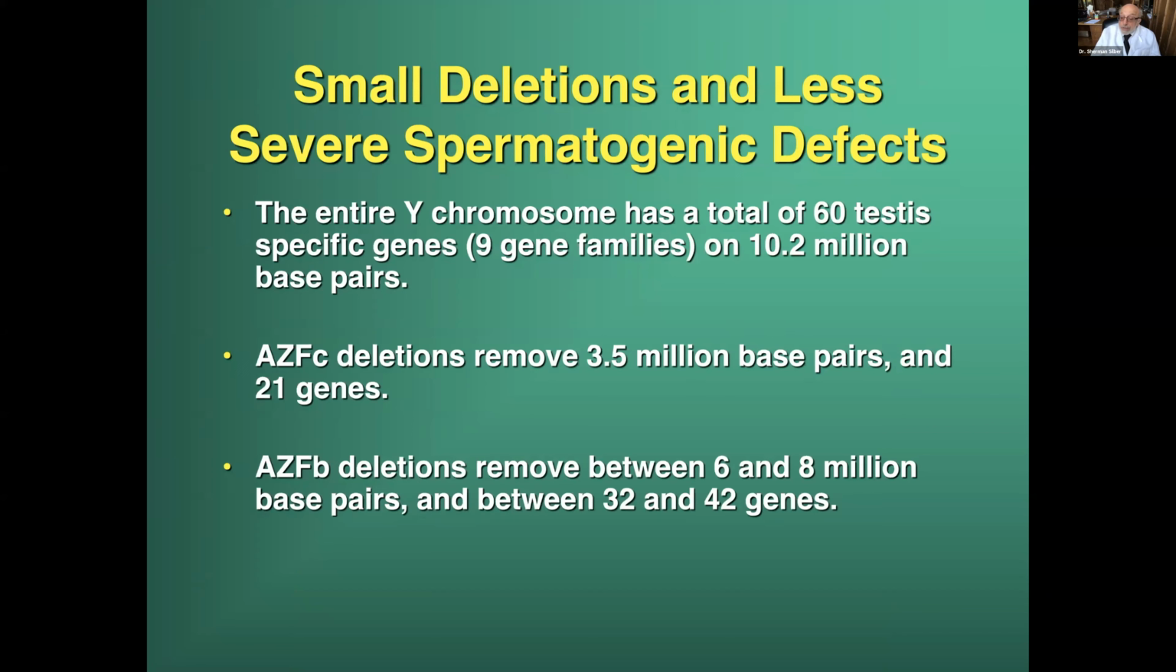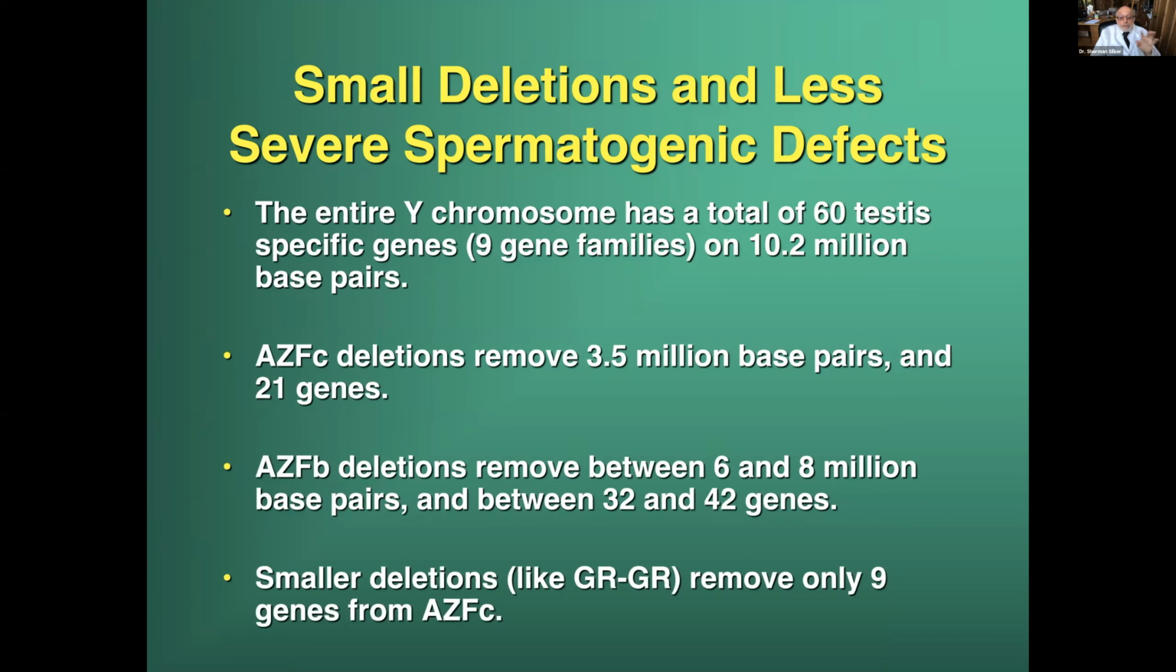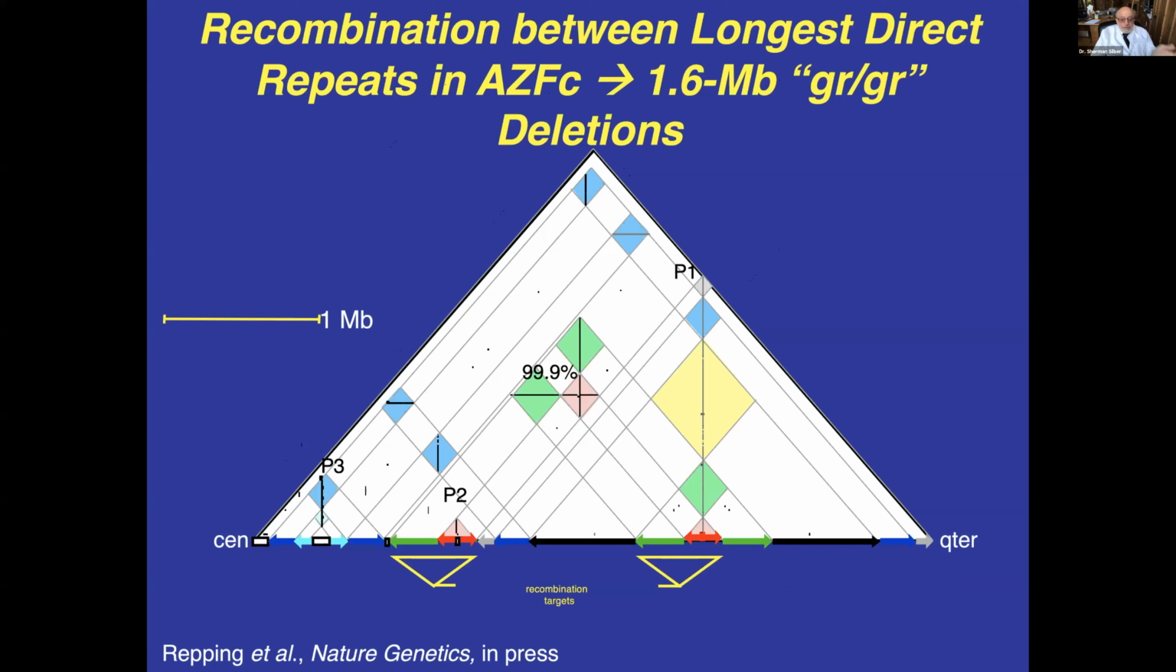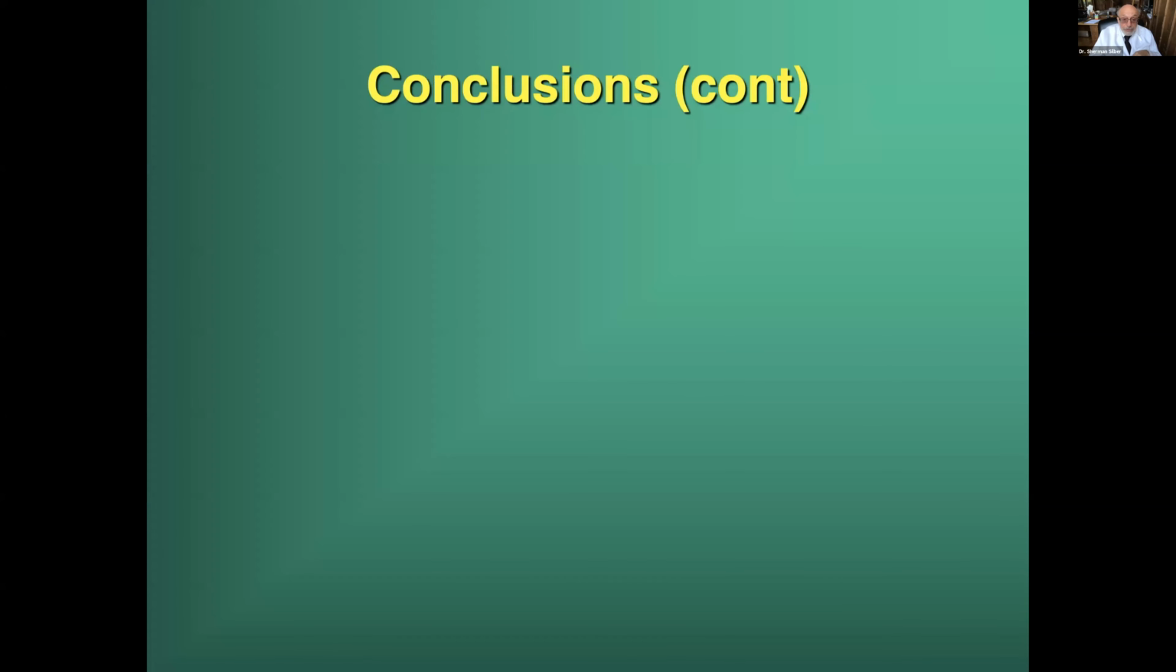So AZFB deletions so far seem to result in no spermatogenesis except maturation arrest. Smaller deletions like GR/GR, however, remove only 9 genes, and they are basically only polymorphisms for lower sperm count. And this is, you see, GR/GR deletions occur between identical regions within the AZFC that take out only a smaller amount of AZFC and leave half of the DAZ genes intact.